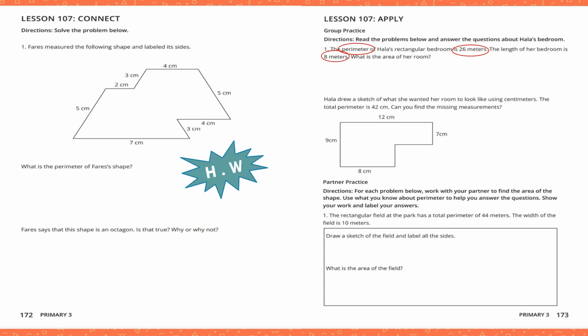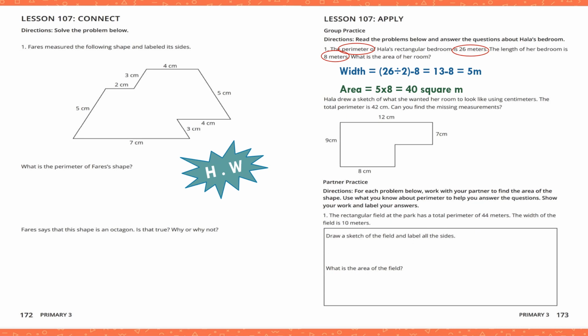To get the area we must have length and width, but here we have only the length. So to get the width we must divide the perimeter by 2 and subtract the length. So width equals 26 divided by 2 minus 8, equals 13 minus 8 equals 5 meters. Now we have length and width. So area equals length times width equals 5 times 8 equals 40 square meters.